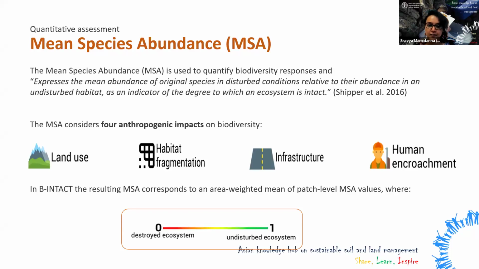certain land use category. And also MSA is basically a relative measure which expresses the abundance of original species in a disturbed habitat compared to their abundance in an undisturbed habitat. So basically it's trying to measure to which extent an ecosystem is intact.